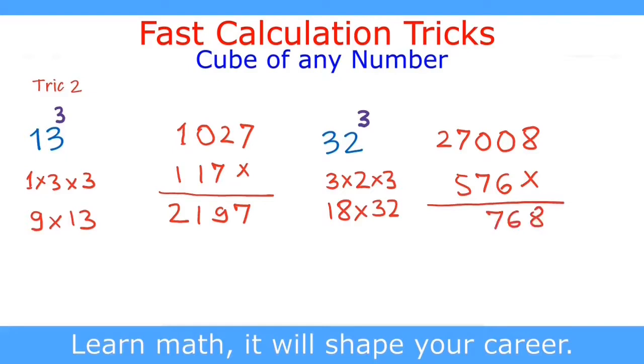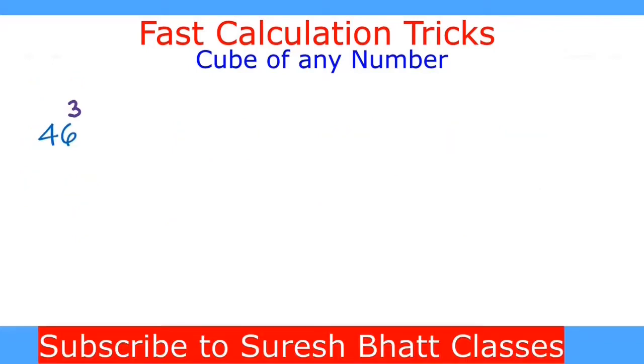8 as it is. 0 plus 6 is 6. 0 plus 7 is 7. 7 plus 5 is 12 and we carry 1. 2 plus 1 is 3. And our answer for the cube of 32 is 32768.